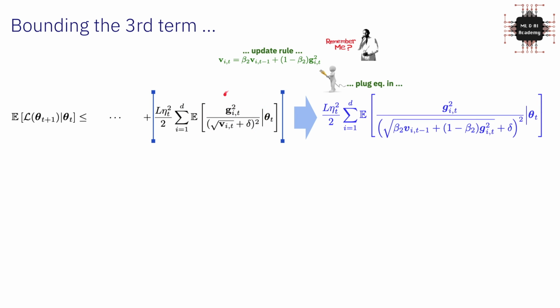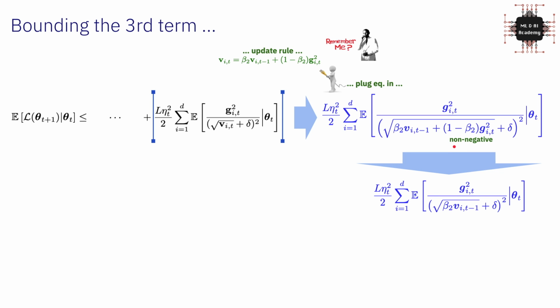And in order to do that, we again start by plugging in our update rule from our algorithm. So instead of v_it, we just replace it by beta 2 v_it minus 1 plus 1 minus beta 2 g_it squared. And now that gives me this equation here, right? So if you look at the denominator, instead of square root of v_it, we just have square root of v_it minus 1 plus 1 minus beta 2 g_it squared plus delta, all squared. Simply plugging this in inside of v_it.